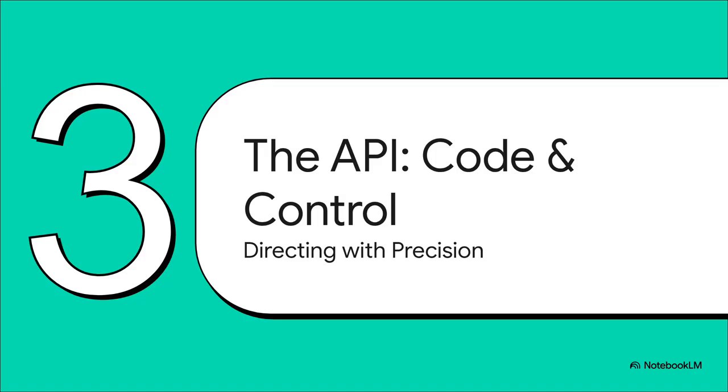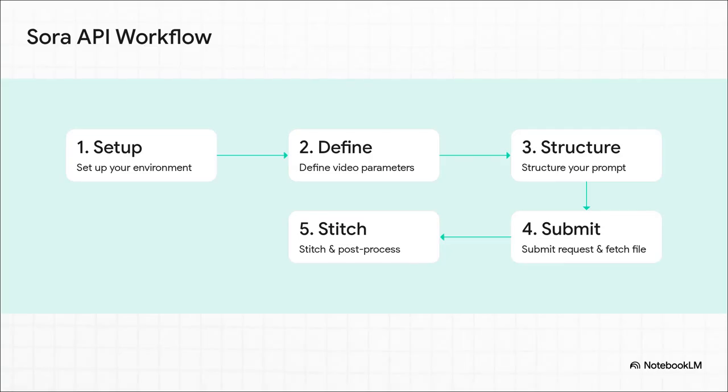Okay, but what if you're a developer? Or what if you want to build this power into your own app, or maybe automate a whole bunch of video creation? Well, that's where the API comes in. This is where you get that super fine-grained control and the power to make videos happen programmatically. Now this workflow is a little more technical, but don't worry, it's completely logical. You get your coding environment set up, you define the exact parameters for the video, you structure your prompt, and then you send off the request. After the AI does its thing, you grab the file, and you can even automate stitching a bunch of clips together to create a much longer story.